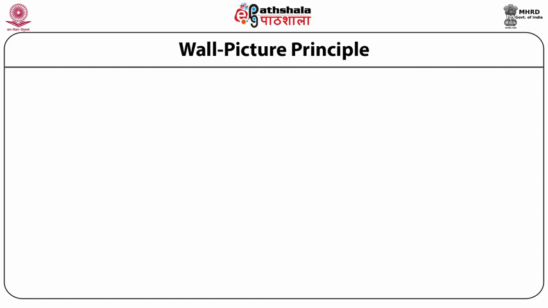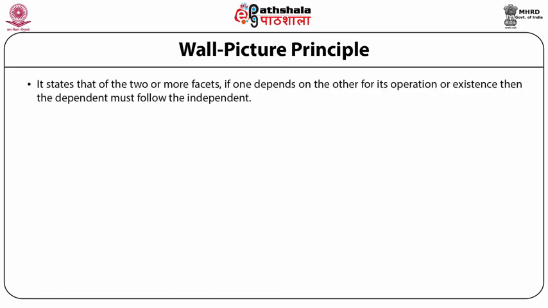Wall picture principle is the most famous and most comprehensive principle for facet sequence. It states that if there are two or more facets or entities, and one depends on the other for its operation or existence, then the dependent must follow the independent. A picture in a mural cannot exist without a wall, hence this principle. So first we should have the wall, then the painting on it.